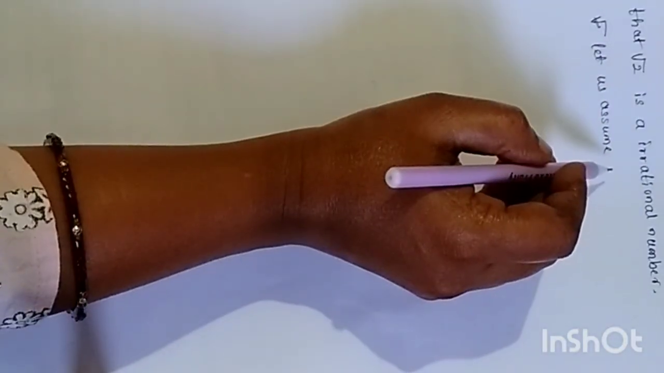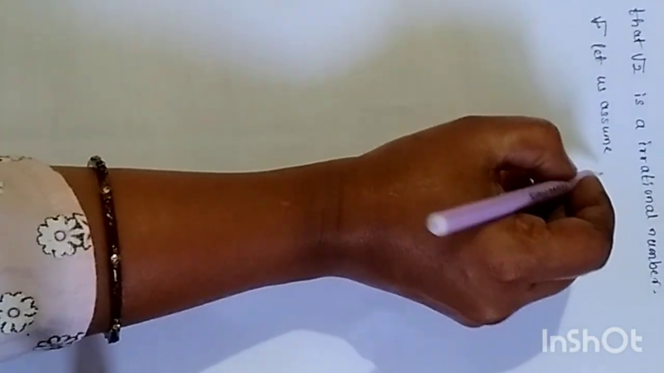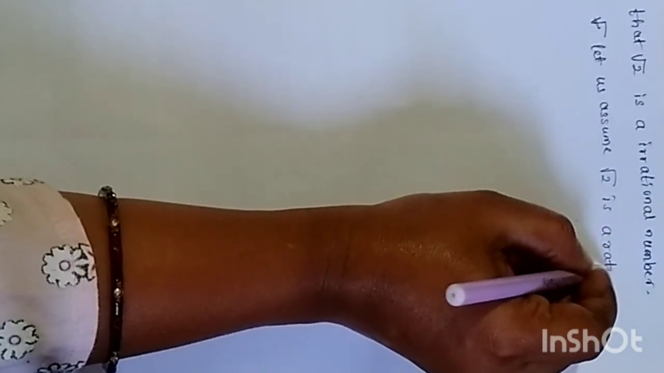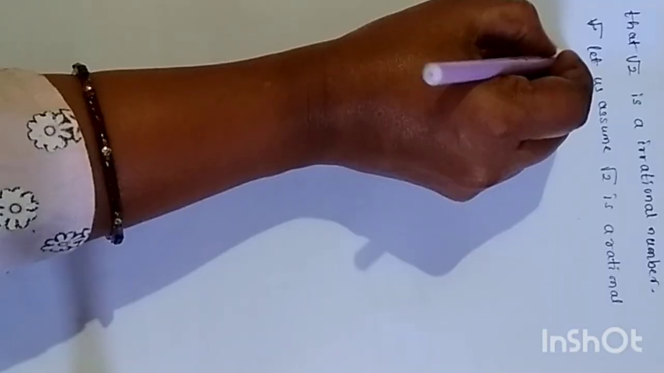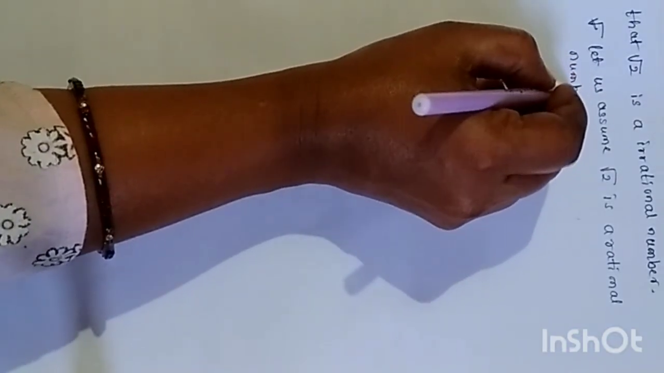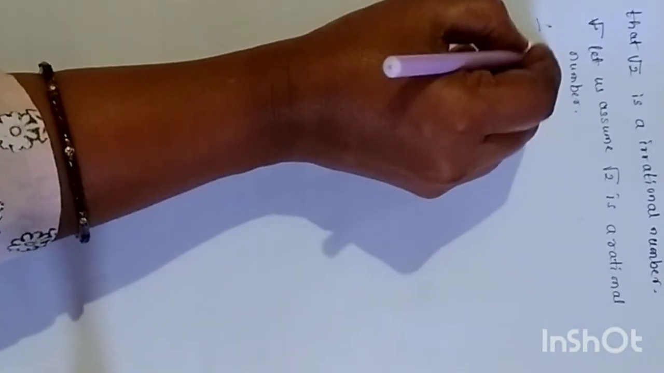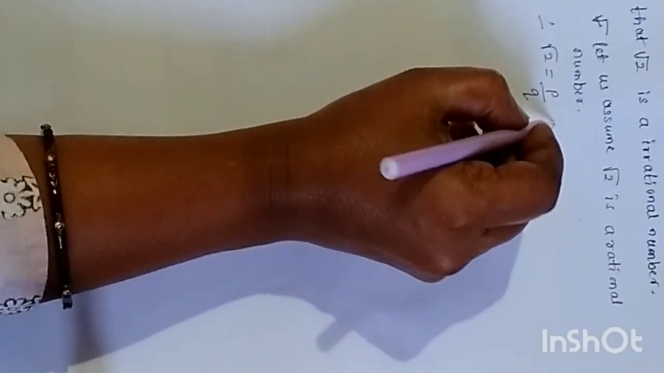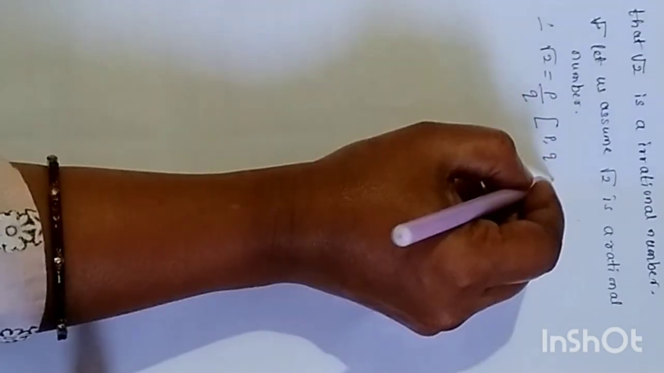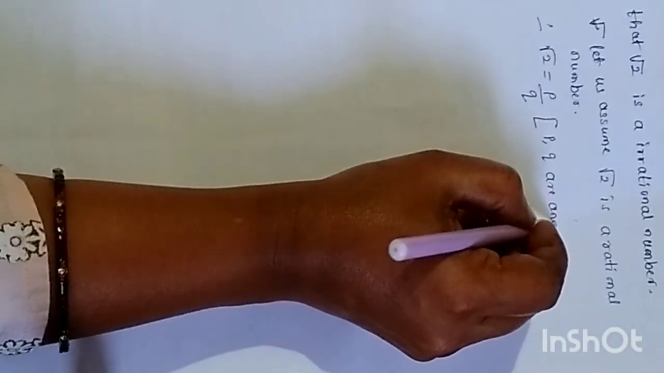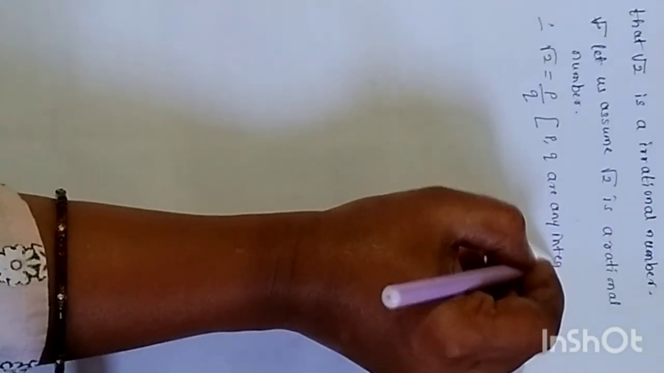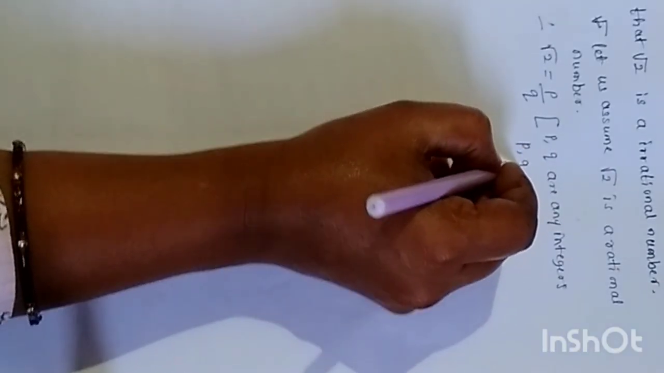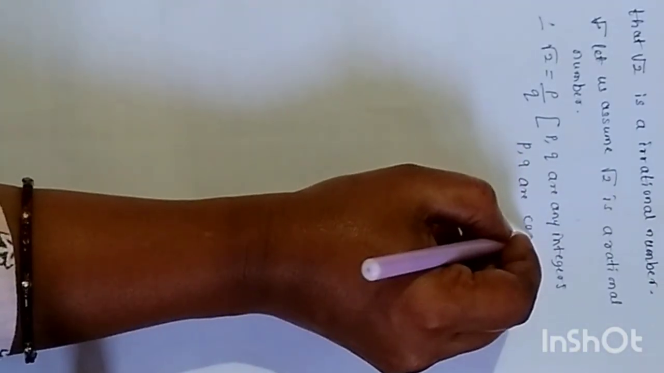Solution: let us assume that root 2 is a rational number. Already you know that rational number means the number which can be expressed in the form of p by q. Therefore, root 2 is in the form of p by q, and here we know that p and q are any integers, and one of the conditions is p and q are co-prime numbers.